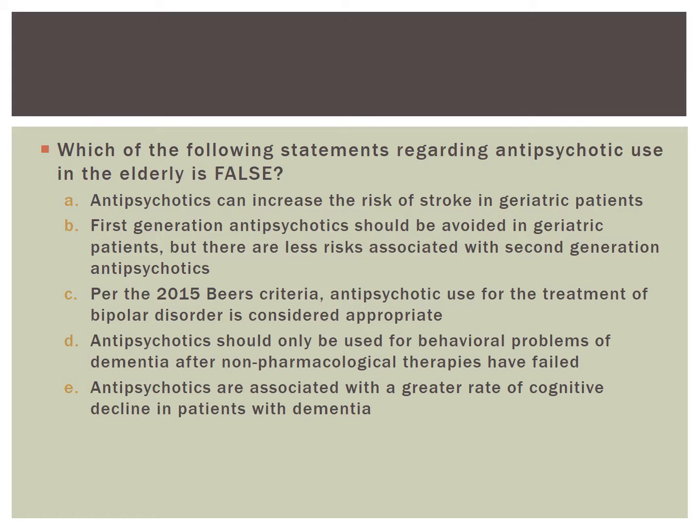Which of the following statements regarding antipsychotic use in the elderly is false? Correct answer here is B. First generation antipsychotics should be avoided in geriatric patients. However, there are very similar risks with second generation antipsychotics. Both first and second generation antipsychotics should be avoided in older adults because they can increase the risk of stroke. And they are associated with a greater rate of cognitive decline in patients with dementia. There also has been an increase in mortality when they're used for treatment of behavioral problems associated with dementia.